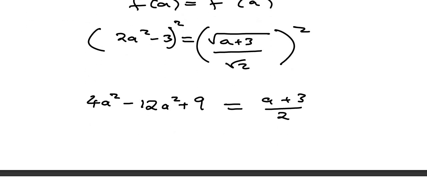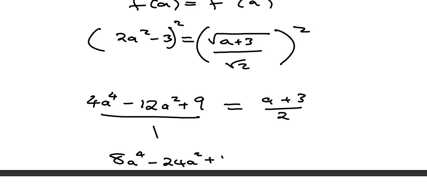Then from here, we can now cross multiply. So if we cross multiply, you simply get 8a squared minus, oh, this is 4 here. This has to be a 4 here. Yeah, so pardon me, this has to be a 4. So this is a 4. This will be 24, because we're multiplying with this 2. So this will be 24a squared and plus 18 is equal to a plus 3.